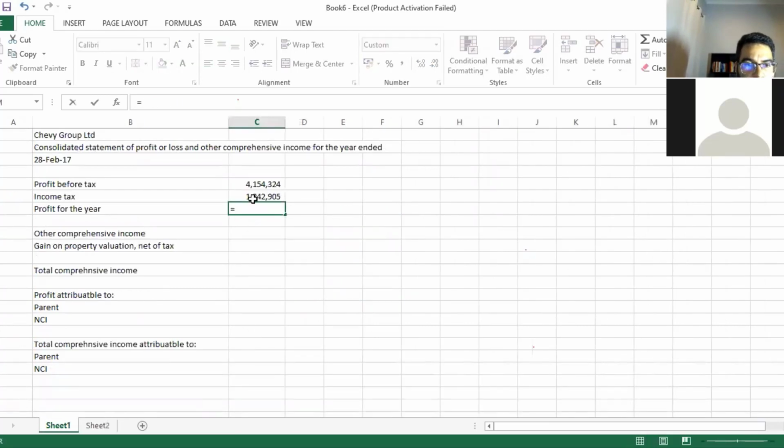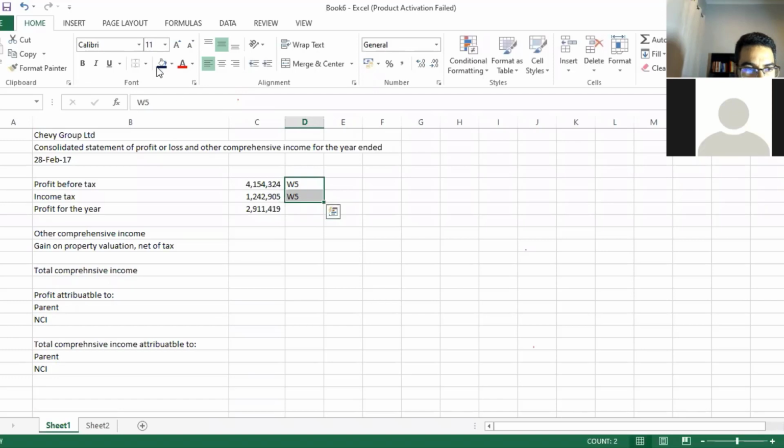Profit for the year is going to equal that minus that. Okay. You must link workings. I'm going to call it working 5. You need to link your working, so if it is wrong, then the examiner will know where to look for it.